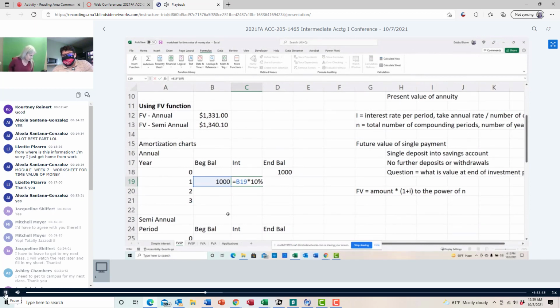Everybody following along? Am I going too fast? Okay, good. So now I'm going to hit enter. Can you put the C19 again? Because by mistake it was writing on the... There you go.